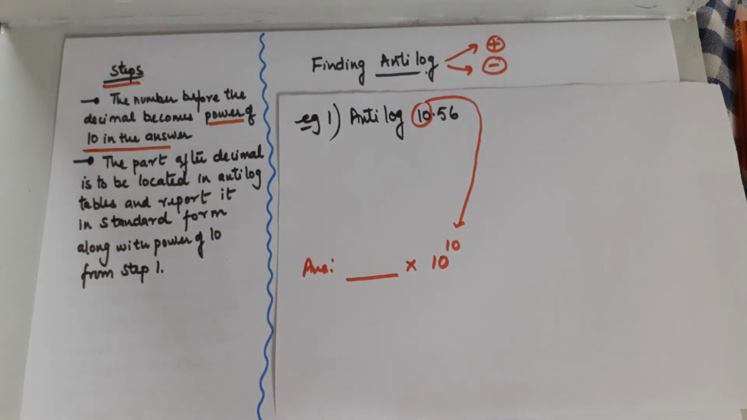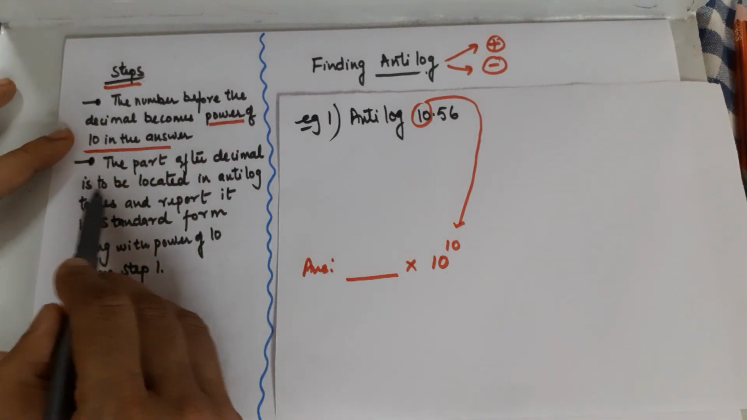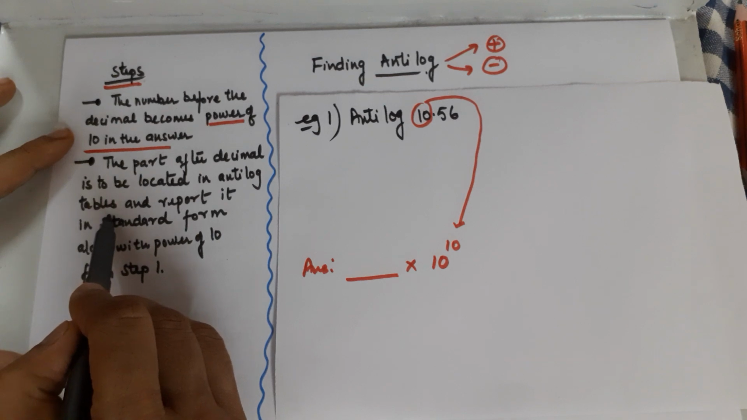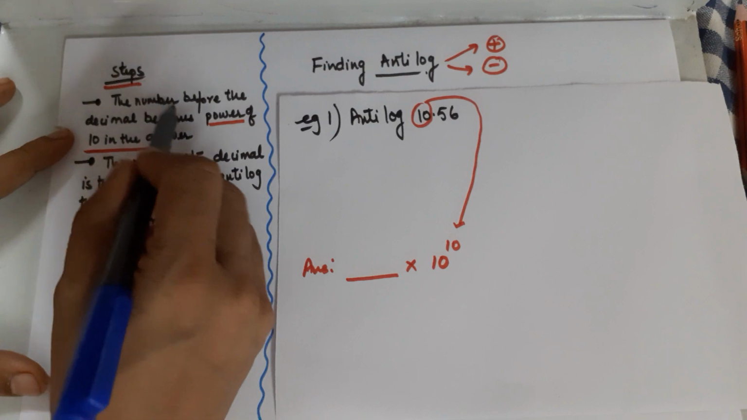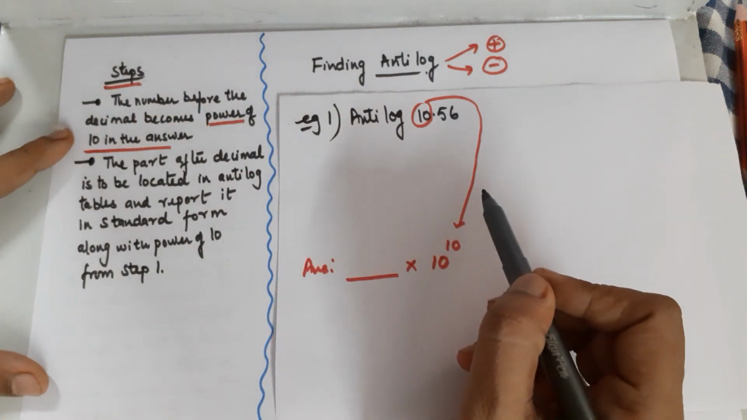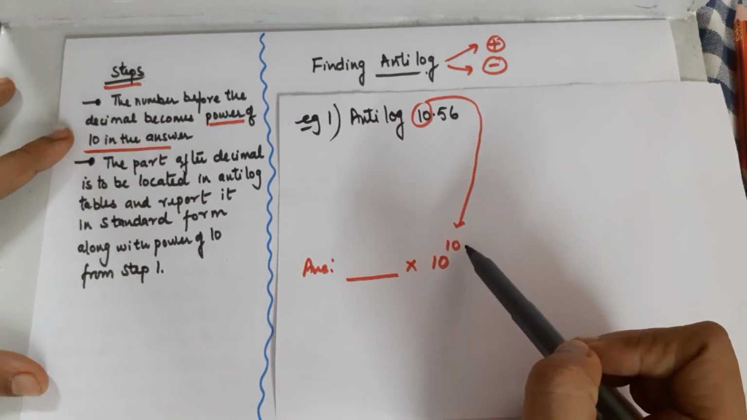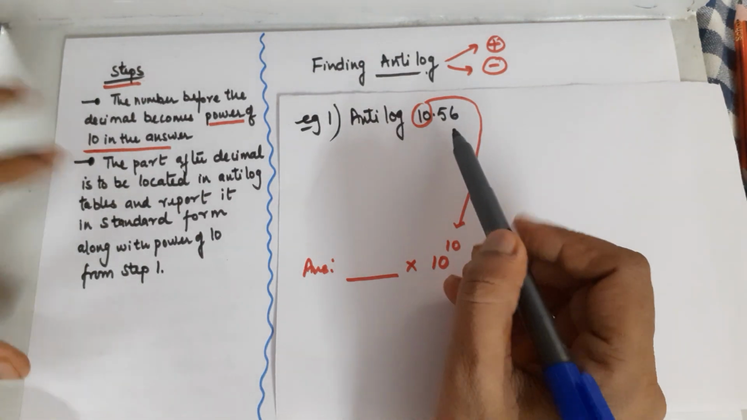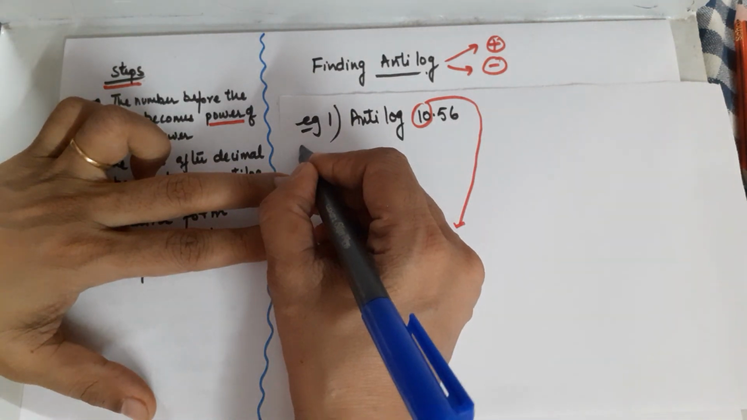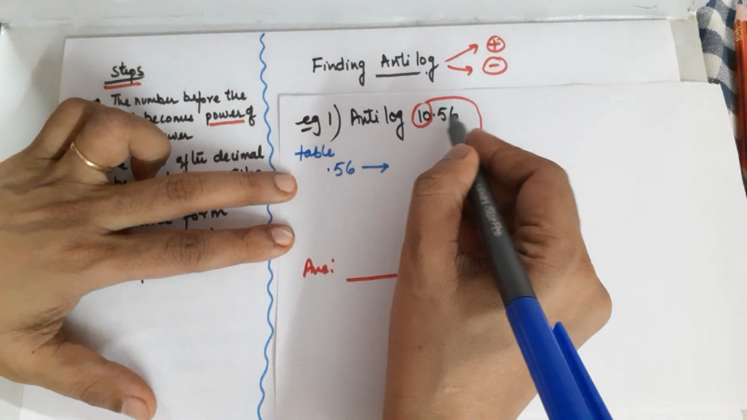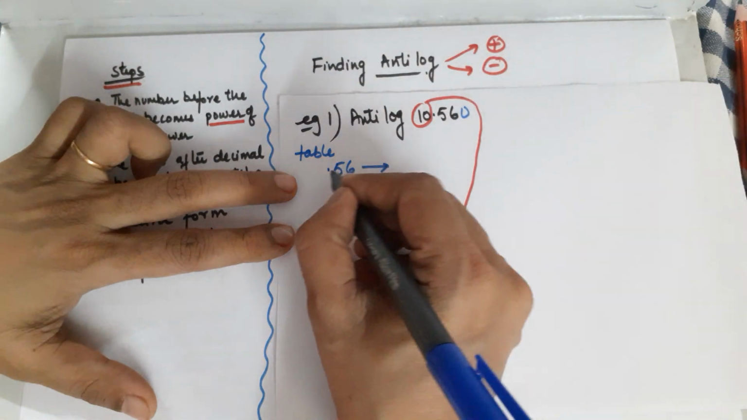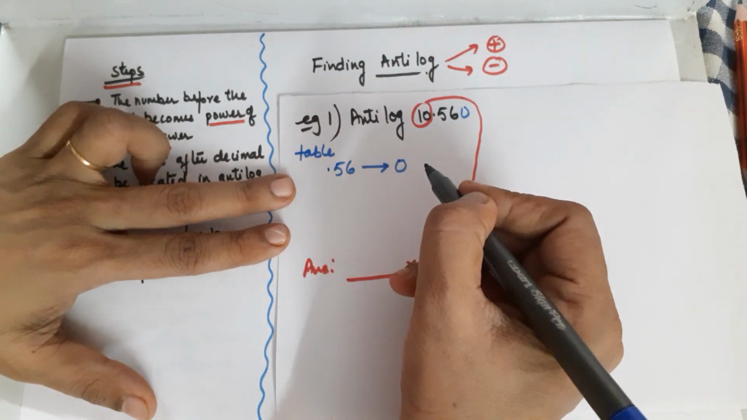Now what about the part of the number which we have to find? For this part, the step says the part after the decimal is to be located in the antilog tables and then reported in the standard form along with the power of 10 which is introduced from step 1. So in this number 10 becomes your power of 10 in the answer. What do you have in the decimal part? 0.56. So in the tables of antilog you will locate 0.56 in what? There is no third digit. Let us assume it's a 0. So you will locate 0.56 in 0 and get the value.